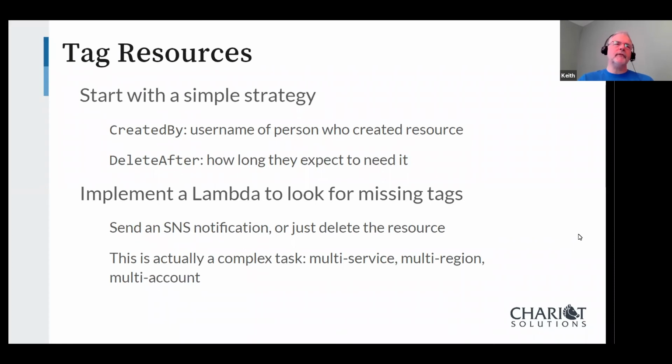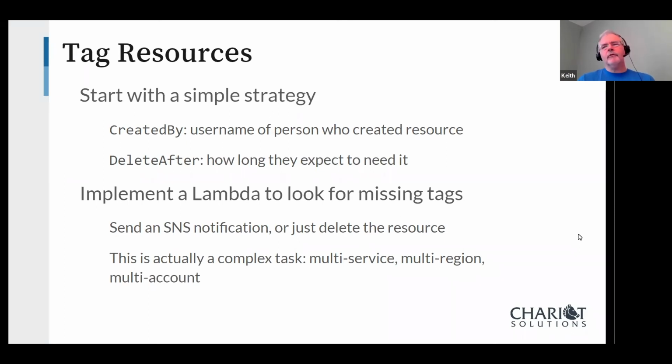Okay, so once you've gotten past the talk about security, talk about tagging your resources. Everything you create in Amazon can have tags, which are name value pairs that give information about it. And for people bringing things up by hand, I really think start with a simple strategy. Say, look, you bring up an EC2 instance, put a created by tag that's your username, put a delete after tag, which is a simple date, 2020-04-15, that says, don't delete this before now.